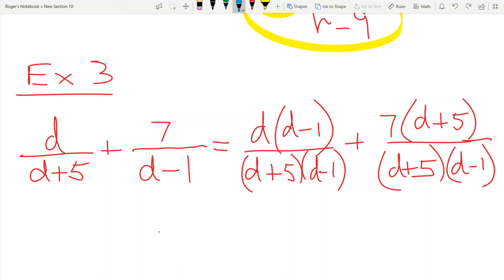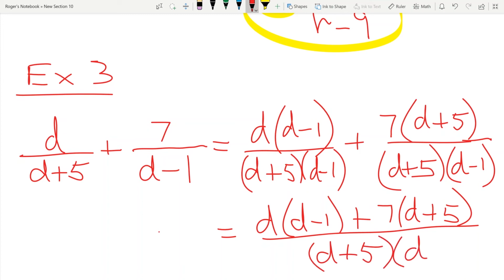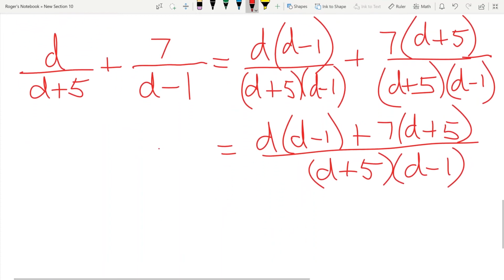So now I can bring these two fractions together into a single fraction and work this thing out. So notice it's going to be d times d minus 1 plus 7 times d plus 5, all divided by d plus 5 times d minus 1. Simple enough, yeah? Now my last step is just to try to simplify this a little bit.